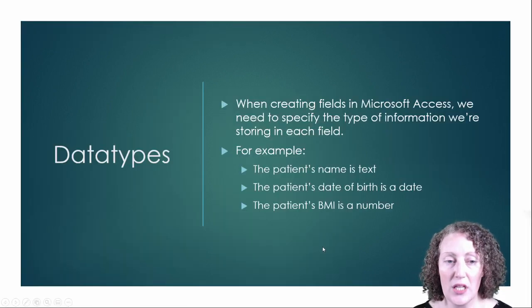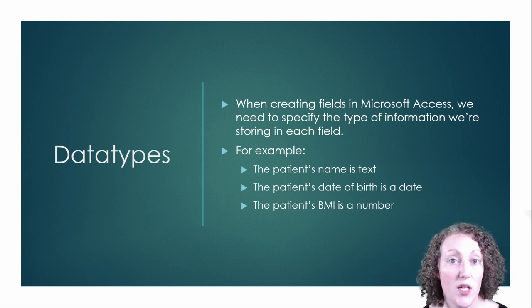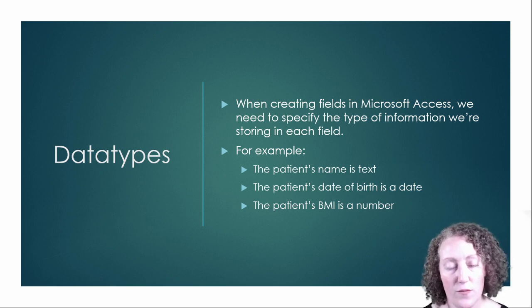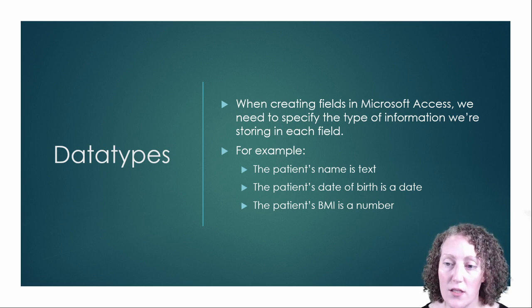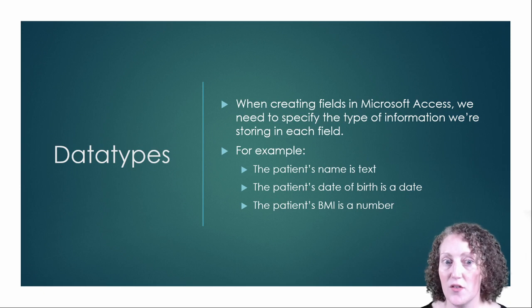Okay, last couple of things then that we need to do in Access when we're creating these fields is to specify what type of information we're going to store in each one. So for example, the patient's name is text, so we'll choose text as the type for that field. The date of birth is going to be a date, BMI will be a number, and so on. So we'll have a look when we're creating our tables at how you specify the data types for each one as well.